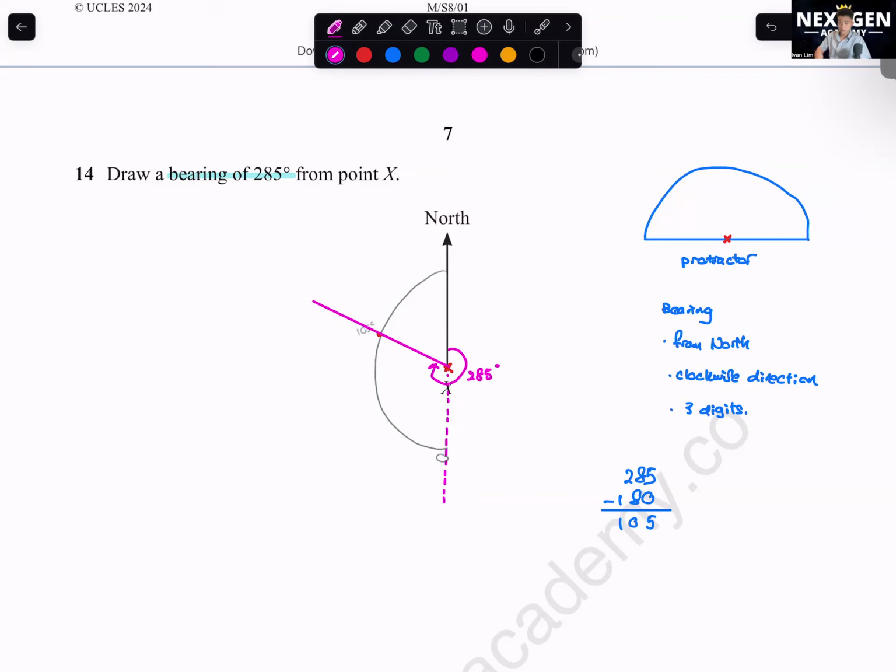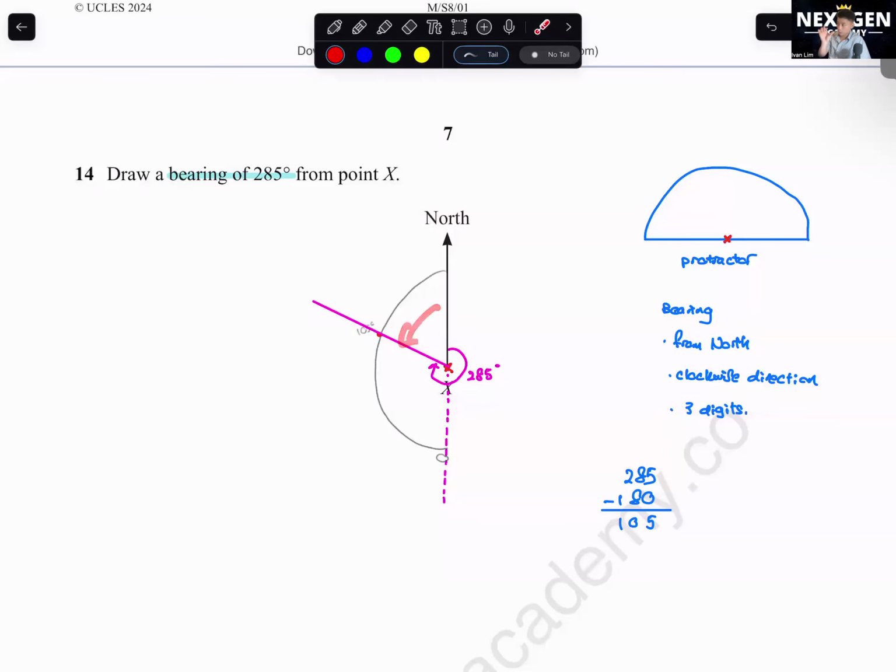Okay, those of you who have learned, can you construct 75 degrees? Can also. Okay, so the other way is that you all take 360 minus 285, because you can count from this side also.